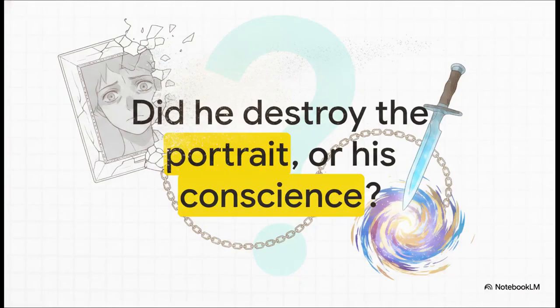Which leaves us with one final, provocative thought to take into your exam room. When Dorian takes the knife to the canvas in the final scene, did he destroy the magical portrait, or did the conscience he tried so desperately to escape inevitably destroy him? I'll leave you to argue that in your essays.